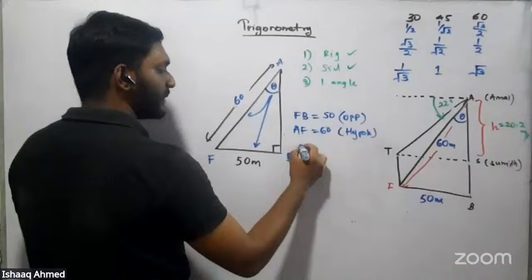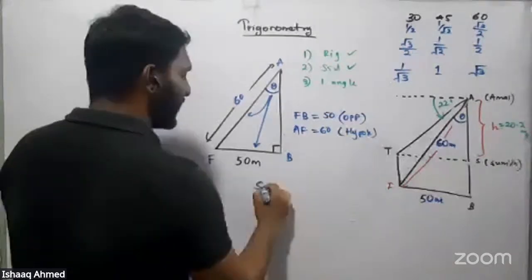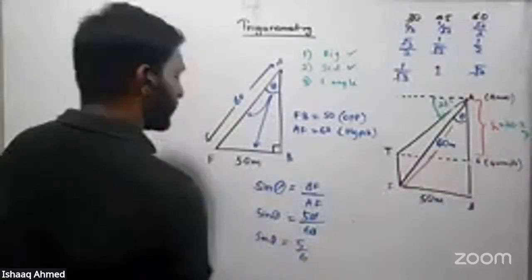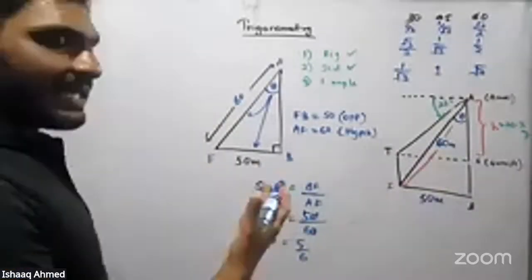So for theta, I'll write it as sin theta equals opposite over hypotenuse. Opposite is BF over AF. BF is how much? 50. And AF is how much? 60. So sin theta equals 50 over 60, I can cut this and write 5 over 6. So sin theta is 5 over 6.